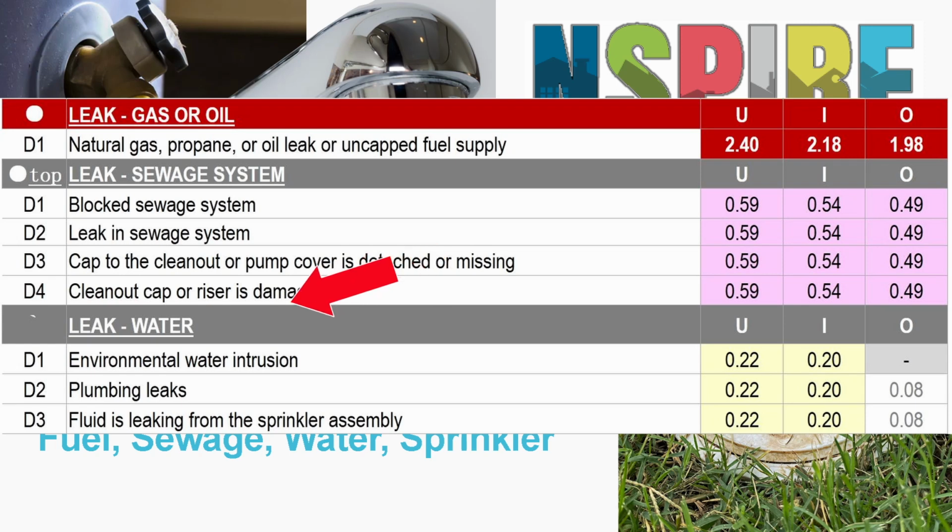And then we have our 3 types of water leaks. These are moderate severity, a scoring value of 0.22 in a unit, 0.2 inside, and 0.08 where they occur outside. And of course, D1 is environmental water intrusion. You can't have water intruding to the outside, so there's no such deficiency there. D2 is a plumbing leak. D3 is fluid leaking from the sprinkler assembly.